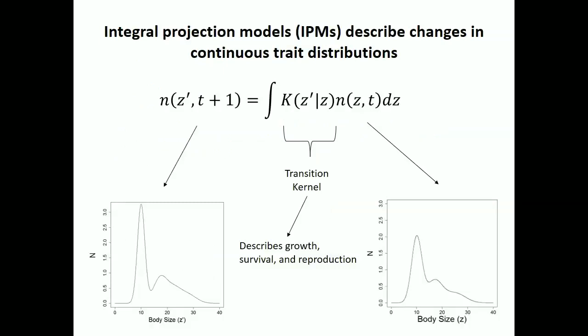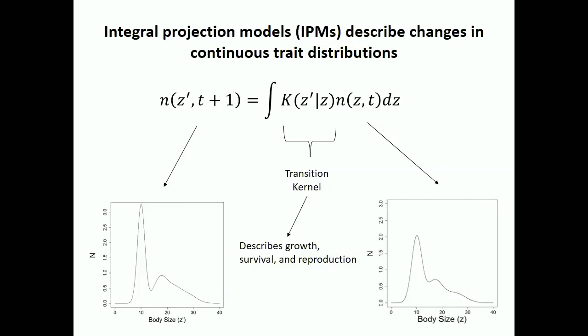The approach that I'd like to describe to you today is a newer type of modeling technique based on integral projection models. You can think of integral projection models as basically continuous size versions of matrix population models. This is the equation that's often used. You're projecting some distribution of population sizes from one time point to another, and those population distributions change based on something called the transition kernel, which describes growth, survival, and reproduction of different sizes of individuals.